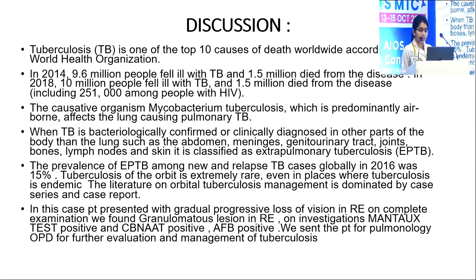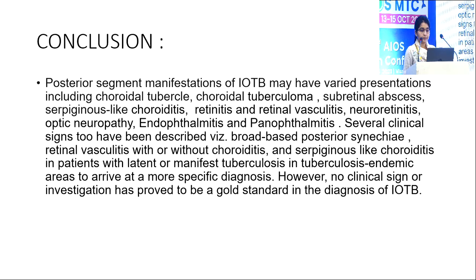Discussion: the prevalence of extrapulmonary TB among new and relapsed TB cases globally in 2016 was 15%. Tuberculosis of orbit is extremely rare, even in places where tuberculosis is endemic. The literature on orbital tuberculosis management is dominated by case series and case report. In this patient, who presented with gradual progressive loss of vision in right eye, on complete examination we found granulomatous lesion in right eye with Mantoux test positive, CBNAAT positive.